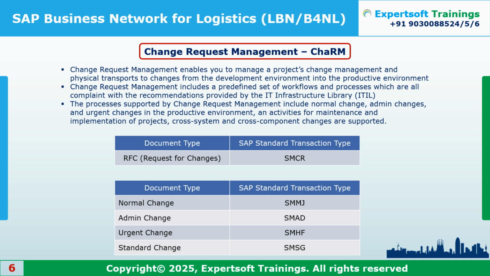By using this normal change only, they are creating a TR. The TR is created in the S4 system as a local TR. But from the Change Request Management, Charm, it will be assigned to a project. From there, it will be moving from development to quality, and quality to production, by using normal change.